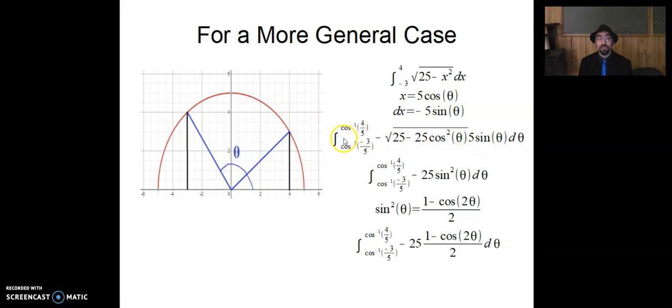So I have the integral from inverse cosine of -3/5 to inverse cosine of 4/5, and my dx is this negative 5 sine theta d theta. I put the negative out front so that it wouldn't look like I was doing a subtraction. I'm doing a multiplication by -1. Inside the square root, I have 25 minus 25 cosine squared theta. I can factor out that 25 from the square root to get a 5, and then 1 minus cosine squared is just sine squared. The square root of sine squared is the absolute value of sine, but because my theta is always in quadrant 1 or quadrant 2, I don't need to worry about the absolute value.